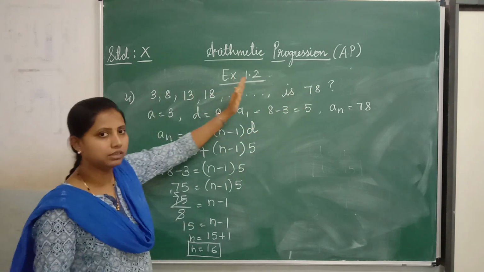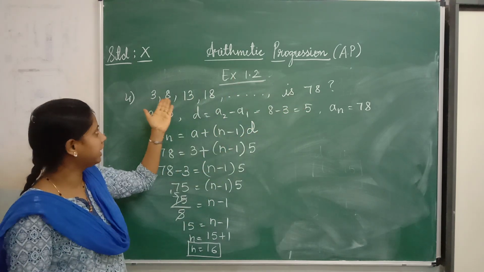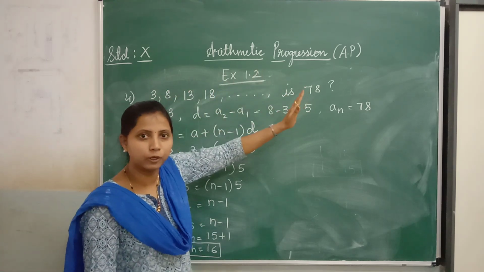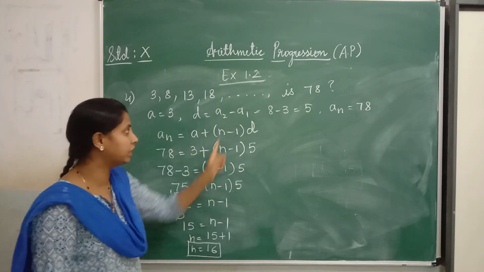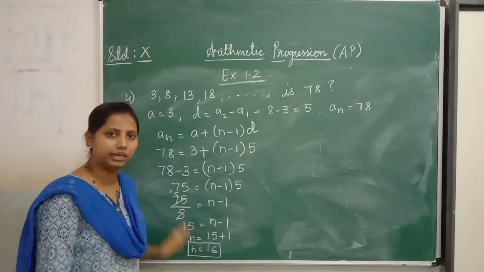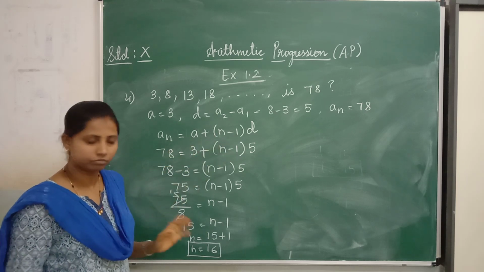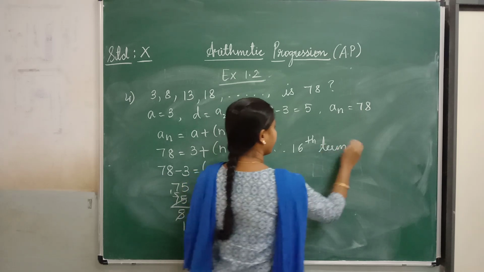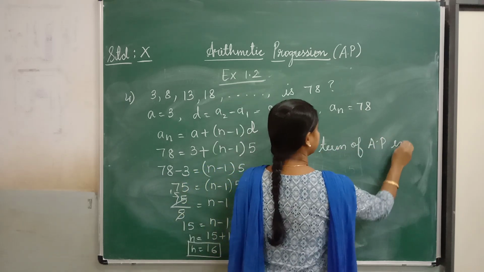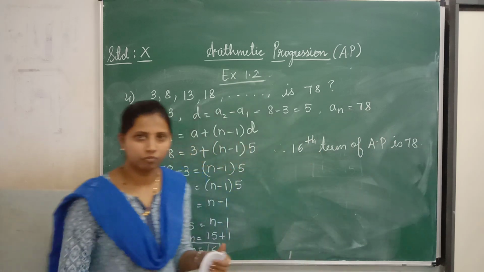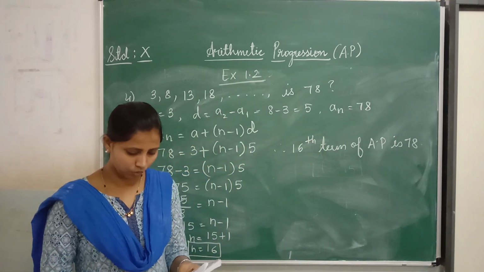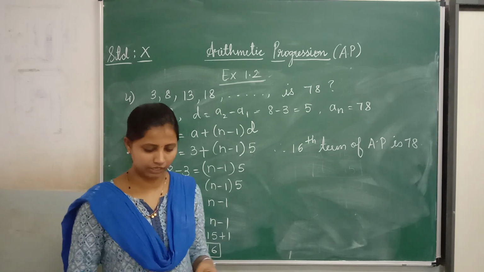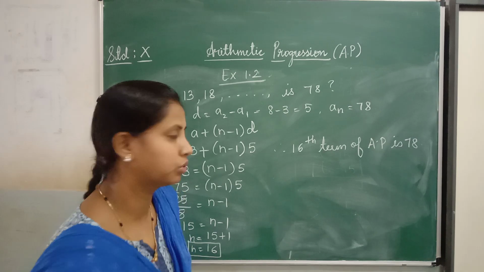If you go on writing like this, difference is 5: 3 plus 5 is 8, 8 plus 5 is 13, 13 plus 5 is 18. Like this, if you go on adding 5 to each successive term, the 16th term you will get as 78. So you can find it directly using the nth term. So you should write, therefore, 16th term of AP is 78. Understood, children? So this is the fourth one. Now let's move on to the fifth one.